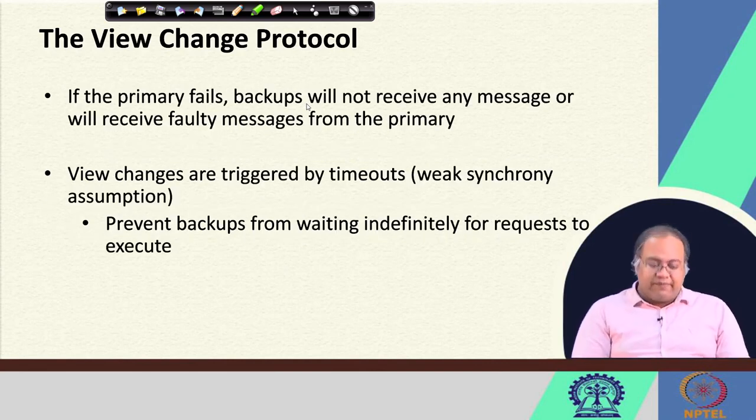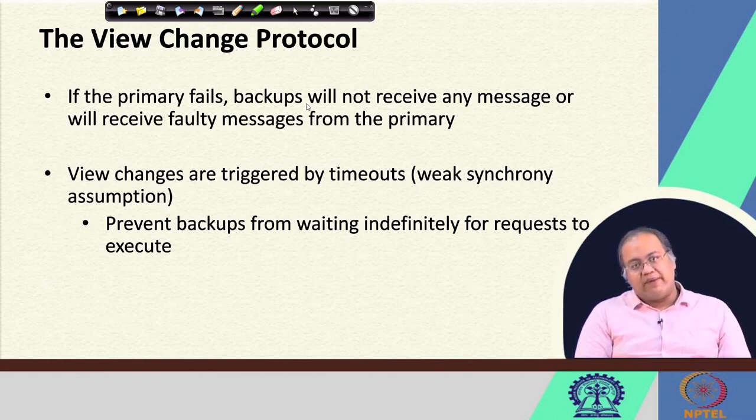It allows the system to make progress when the primary fails. As I mentioned earlier, if the primary fails, then the backups will not receive any message, or will receive faulty messages in case the primary is Byzantine. These view changes are triggered by the timeout. That is my weak synchrony assumption: I have a time limit t within which you are going to hear from any node. So if you are not receiving any message from the primary within that time duration t, you can assume the primary is faulty. It prevents backups from waiting indefinitely for a request to execute.